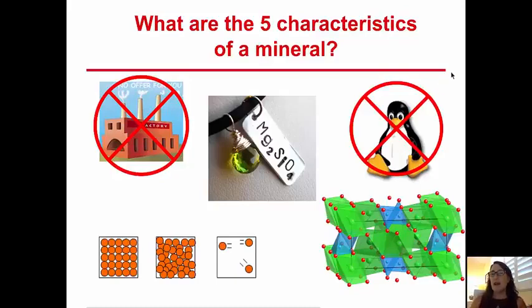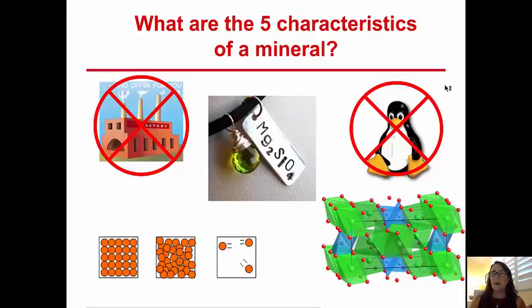The definition of a mineral has 5 different pieces. First of all, minerals are naturally occurring. Secondly, minerals have set chemical compositions. Third, minerals are inorganic. Fourth, minerals are solids. And fifth, minerals have a set crystal structure internally.